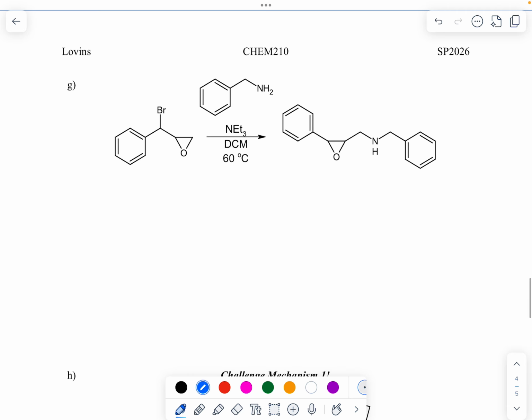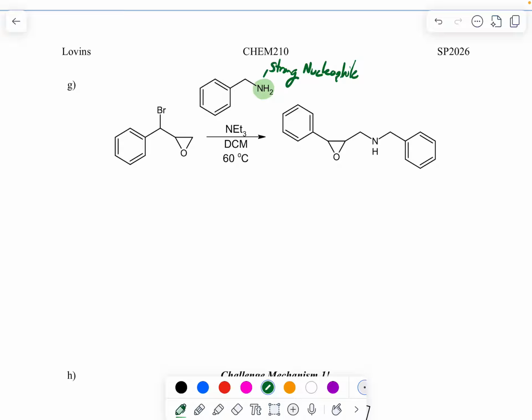Okay, one more before we get to challenge mechanisms, and this one itself is actually a little bit challenging. So notice in this scenario, we have an epoxide, and if we look at our other reagents, we have a primary amine. The first thing that we need to know about this primary amine is that it in fact is a strong nucleophile. As a reminder, amines, despite not having negative charges, can still act as strong nucleophiles.